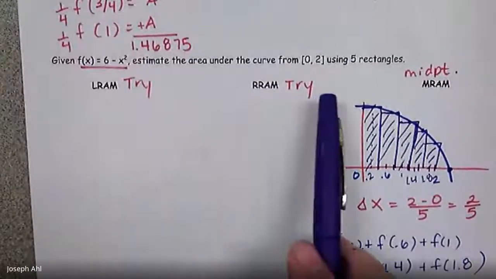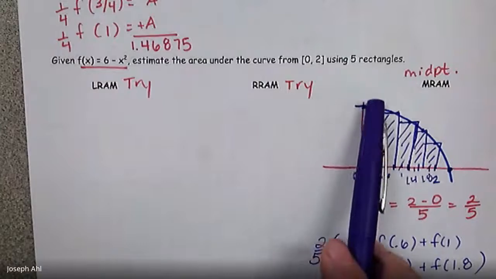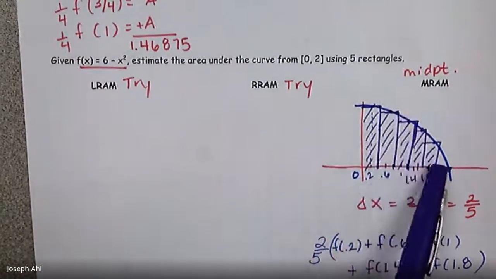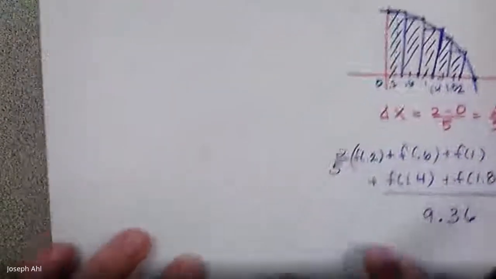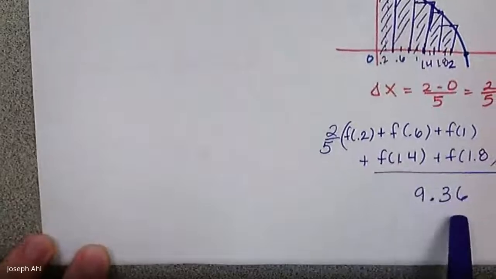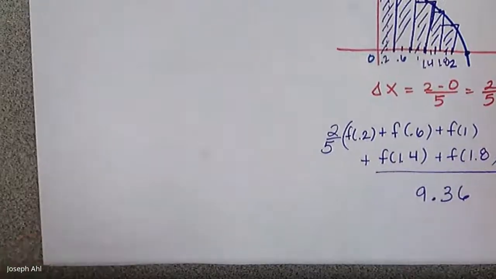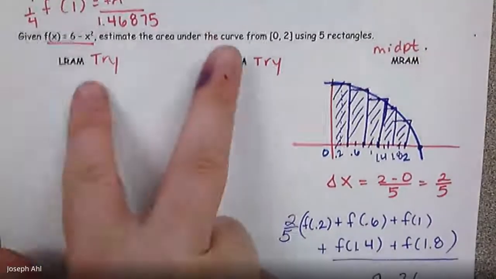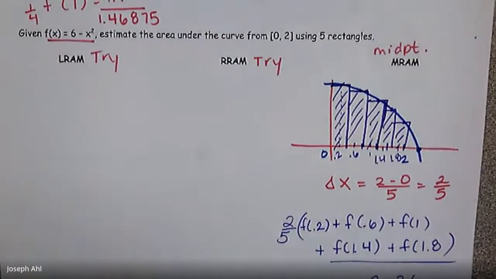LRAM, start on the left side. If you start on the left side of the interval, all those are now going to be the circumscribed rectangles for LRAM. So go ahead and try those two, see if you can get the two areas for RRAM and LRAM and double check, see if 9.36 is a good fit for the in-between. Probably one of the better approximations than maybe just having LRAM or RRAM there.